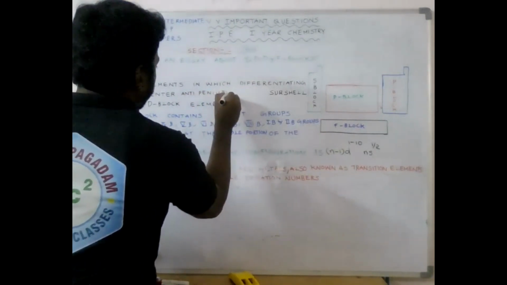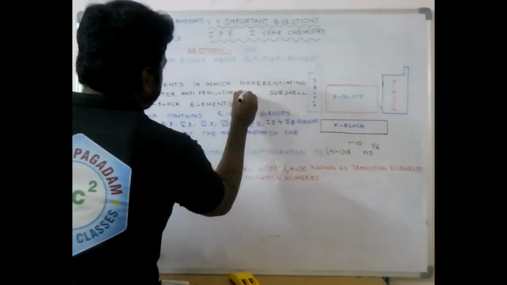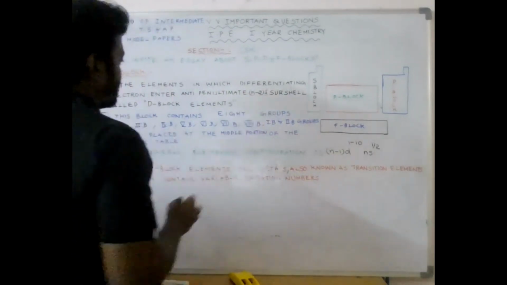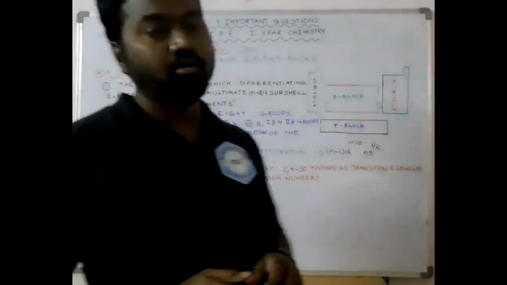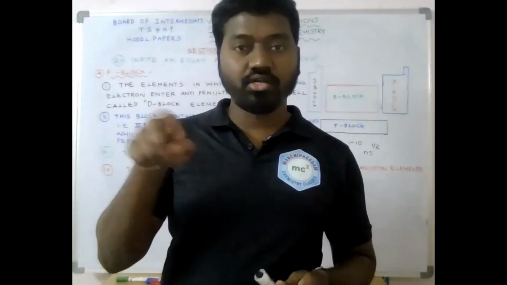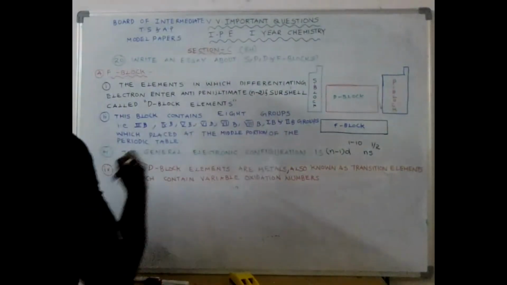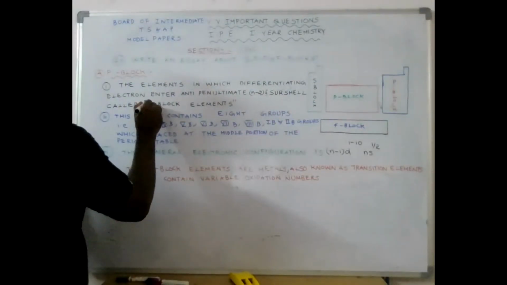Anti-penultimate. Ultimate, penultimate, anti-penultimate. Ultimate means n, ns or np. Penultimate means (n-1)d. Anti-penultimate means (n-2)f. So those are known as f block elements.